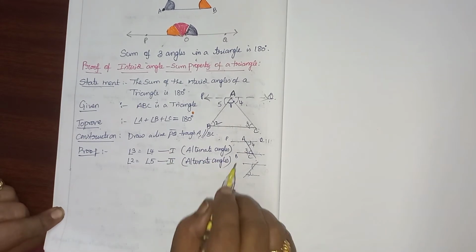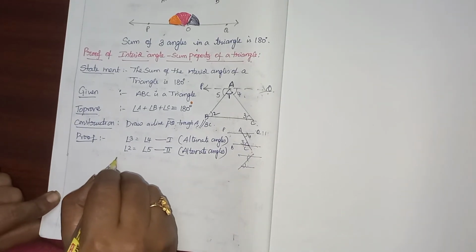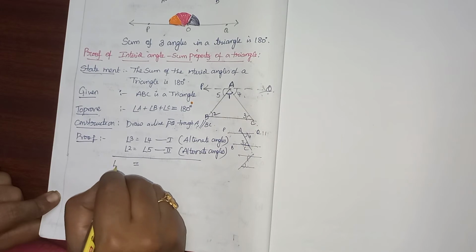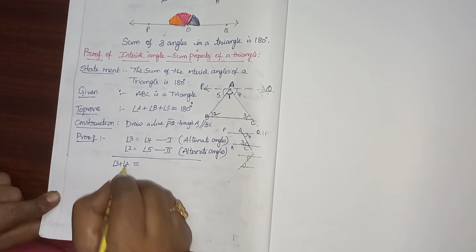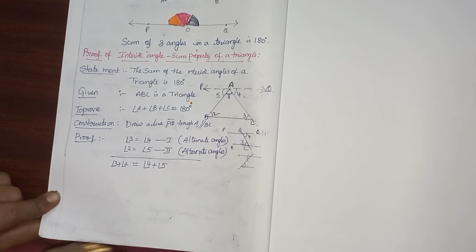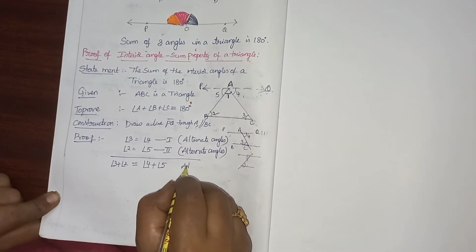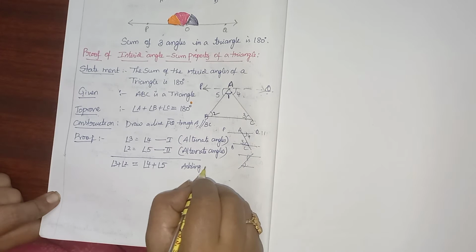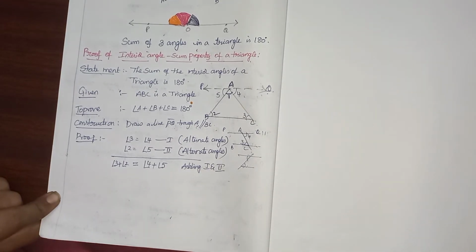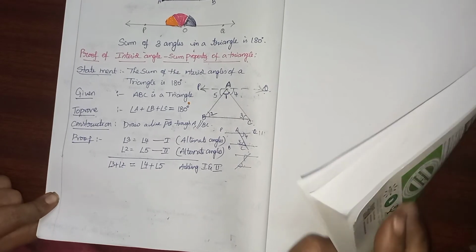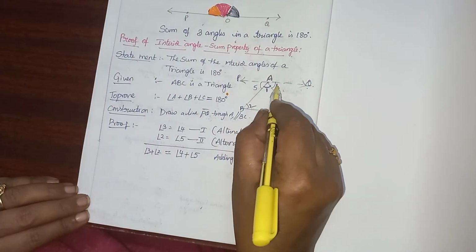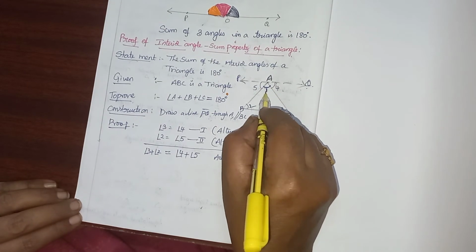Okay. We can add equations 1 and 2. Adding: angle 3 plus angle 2 is equal to angle 4 plus angle 5. Here, on one side 4 plus 5, and in the middle only angle 1 is there.